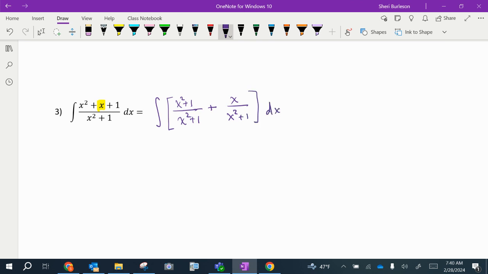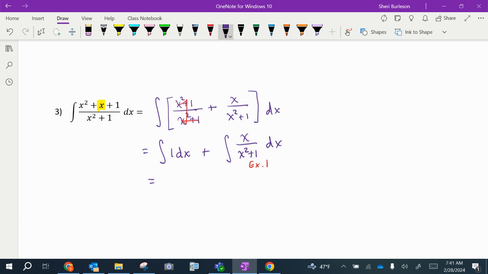So if I combine those two fractions, you should see that I get x squared plus x plus 1. And x squared plus 1 over x squared plus 1 reduces to 1. So now what I have is the integral of 1 dx plus the integral of x over x squared plus 1 dx. So when I integrate 1, if I do these both at the same time, I only need 1 plus c. So since we've already done this one, it is example 1.